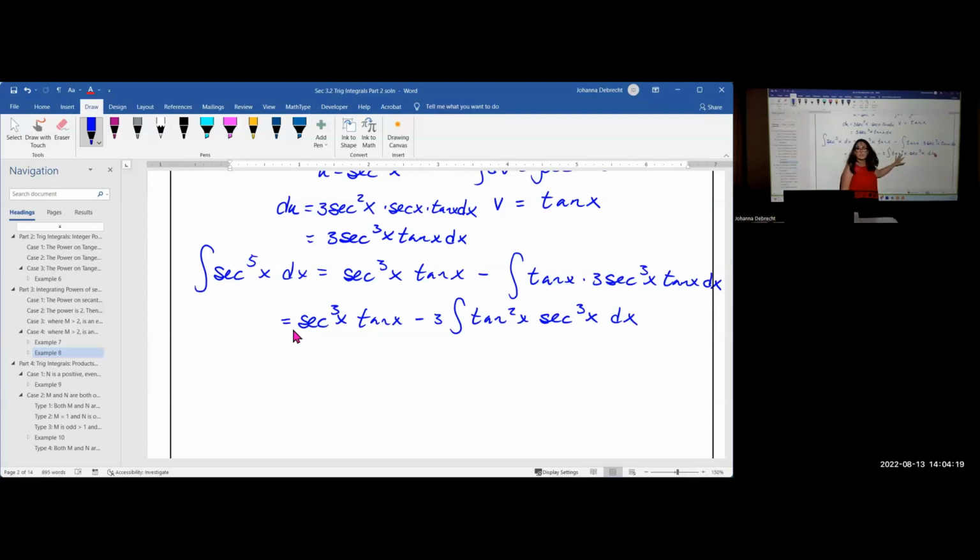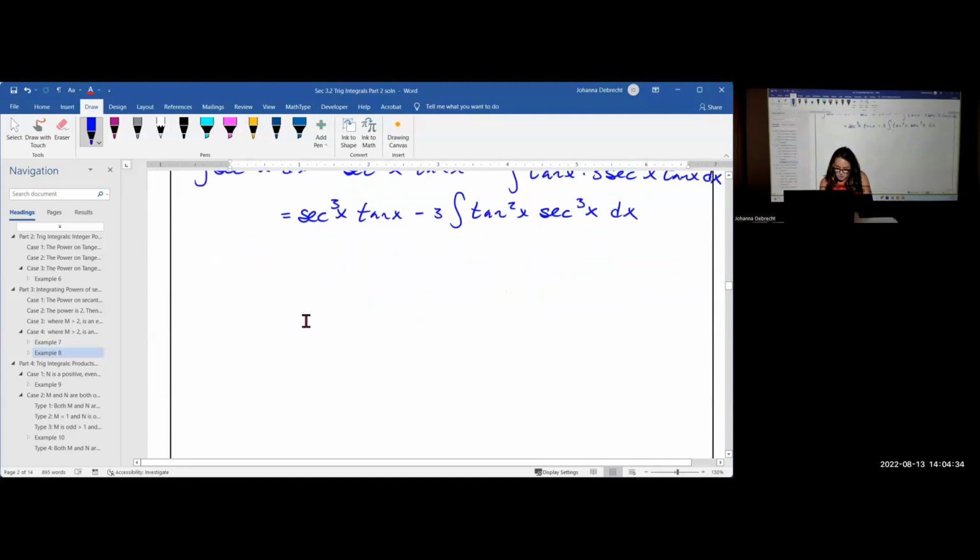Well, what about the tangent squared? I've got 2 of those, so I've got a pair. So I could use the Pythagorean identity to convert that one. Let's try it and see what happens. Sometimes you just have to take a leap of faith and try something. So this part is coming straight down. We have secant cubed of x, tangent of x. That's not going to change. Hopefully I copy it correctly each time.